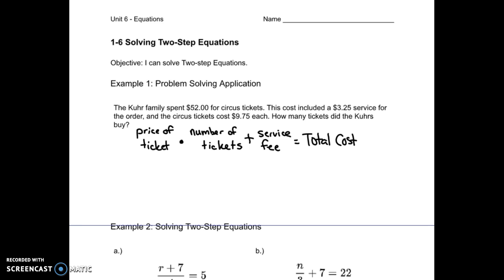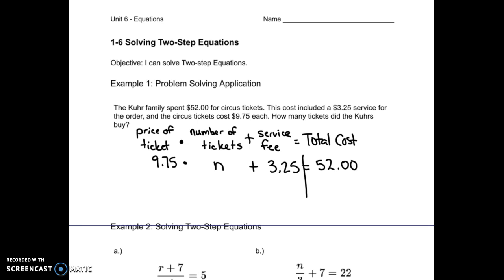So now we need to put some stuff in there. It says the price of a ticket is $9.75, so we're going to put that right here. Times the number of tickets, that's what I want to find. How many tickets did they buy? So I'm just going to use N for number of tickets. Plus the service fee, it says the cost included a $3.25 service. So that's $3.25. And our total cost, it says they spent $52.